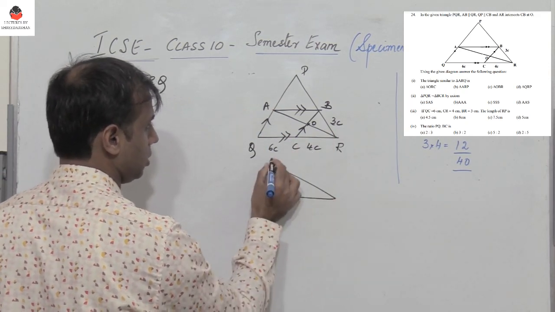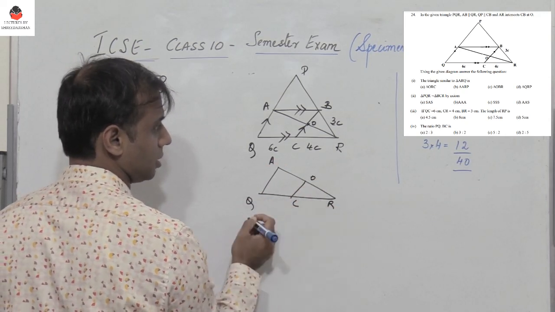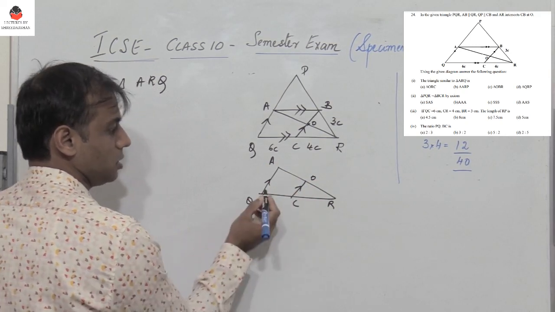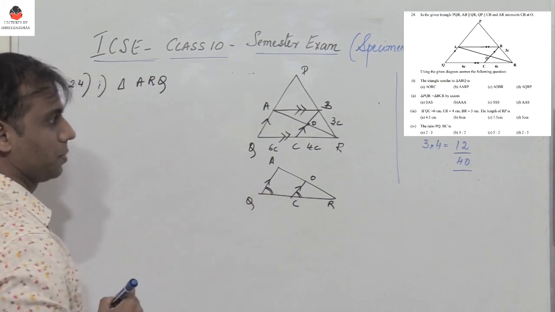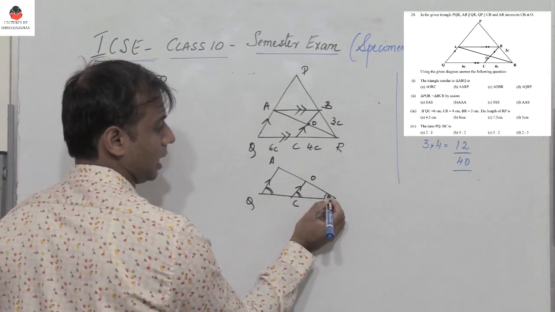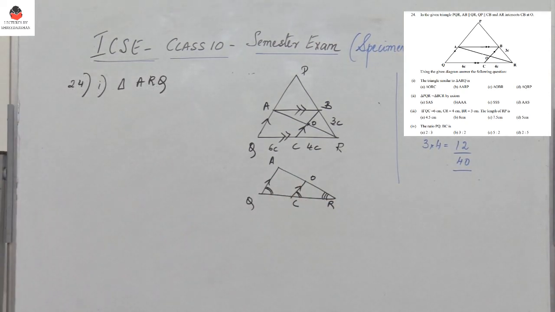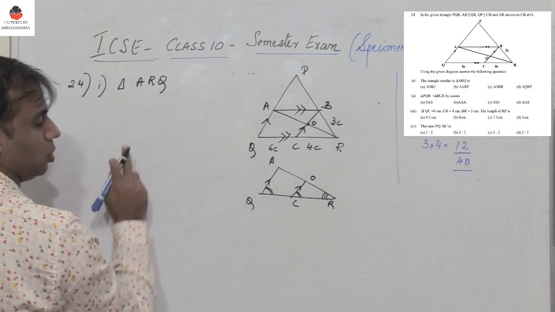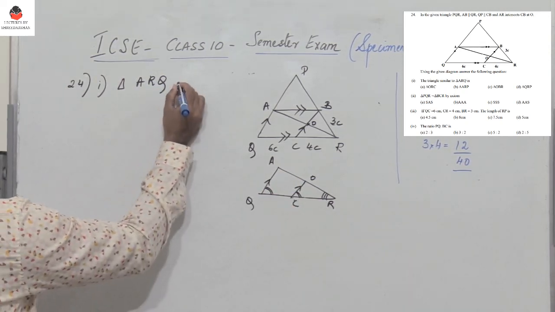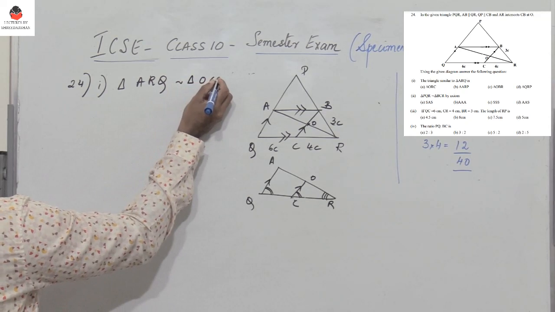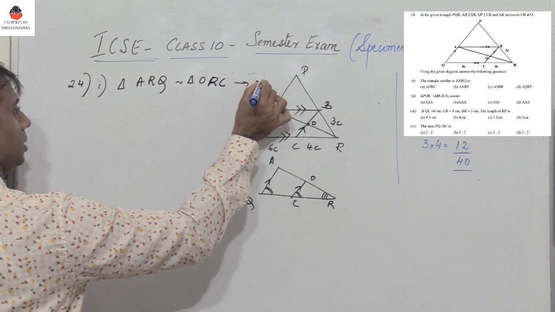So let me draw this ARQ. And I have another triangle OCR. Now these two are parallel. So therefore these two angles are the same. Alright. And this is the common angle. Right, because angle R is common, so definitely the other angle will be equal. So therefore triangle ARQ will be similar to triangle OCR, or ORC as it has been given in the question. So it is option A.